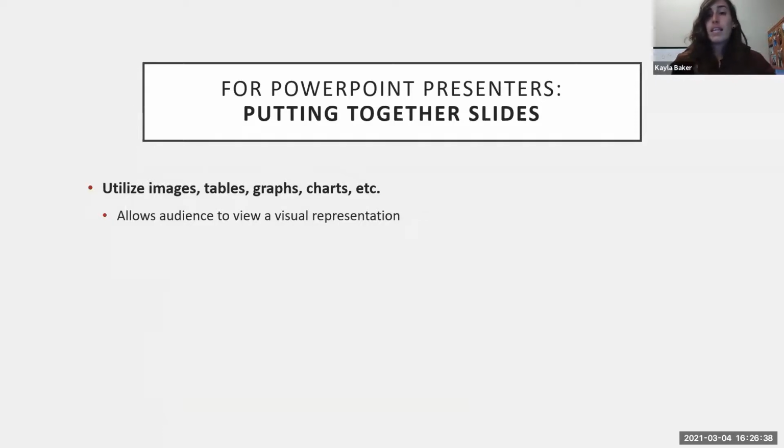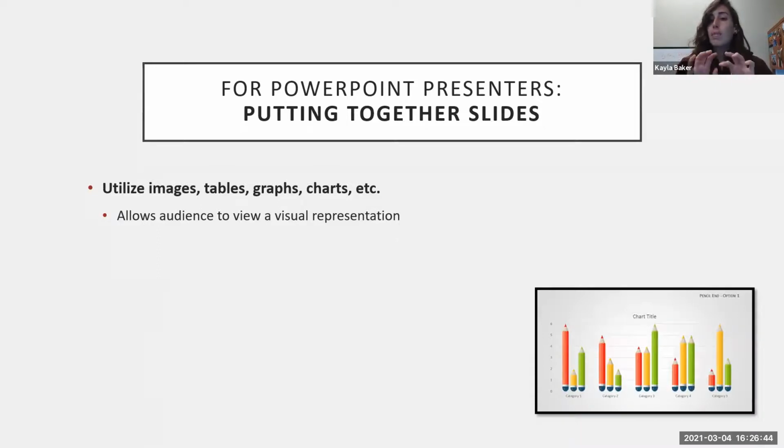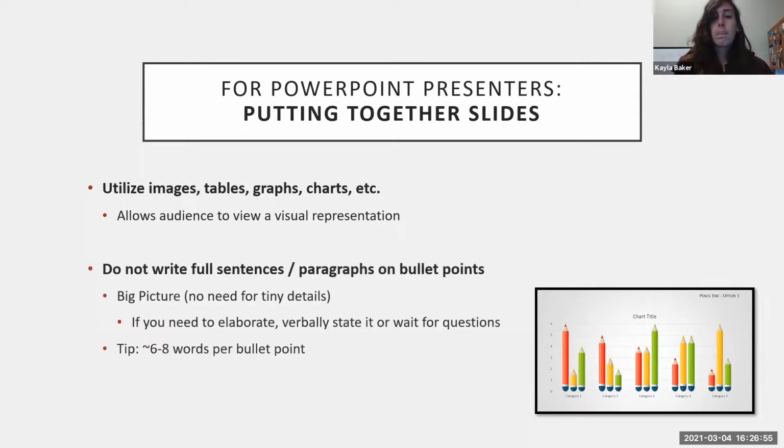Make sure you're utilizing any images or graphs or charts that you can, and make sure that you're not typing up what all of the graphs and charts mean or what they're showing. Try to just have the image there and then verbally explain what it is that the audience is looking at. Also, make sure you're not writing full sentences or paragraphs on your bullet points. You want to keep it on one line if possible. You don't want to include the teeny tiny minuscule details, because if you do need to elaborate on something, someone's probably going to ask a question in the Q&A section. Or you can just verbally elaborate on it.